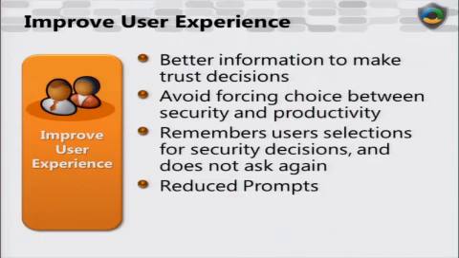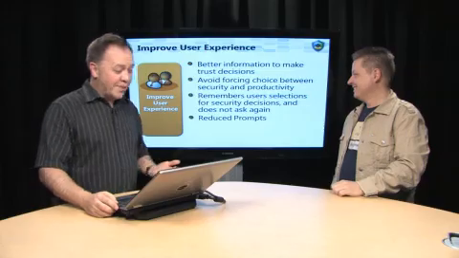The improving user experience was really around better information to make this trust decision. How do I know that I can trust the document? In the past it was really roll the dice and decide based on the result. So we wanted to avoid forcing that choice between, do I want to stay secure and not open any document, or can I have some productivity, open the document and see? I want to work without falling into a hole. The other thing we wanted to do was remember the decisions that users were making, and not ask that question over and over again. I appreciate that. I like that. And the last one was definitely to reduce the prompts. I like that too. Way too many prompts.